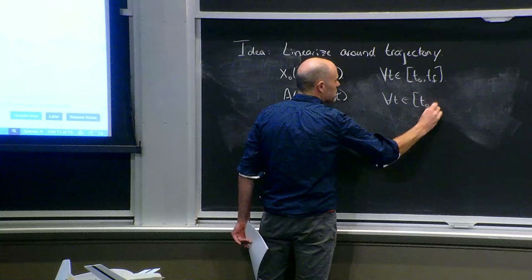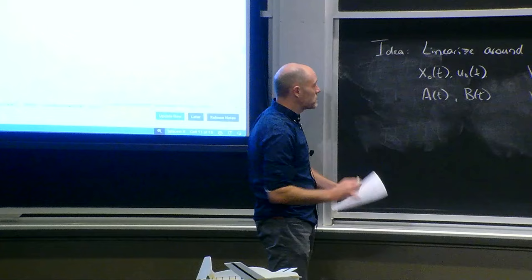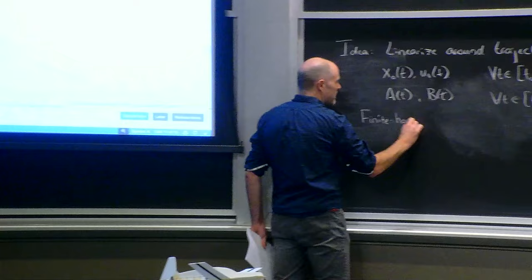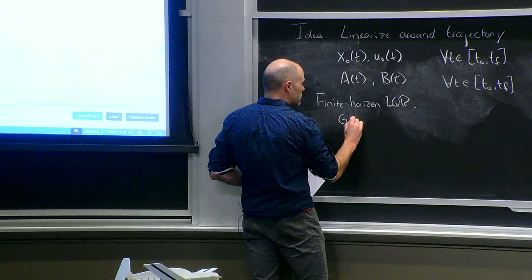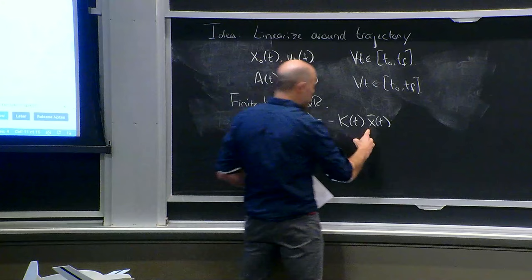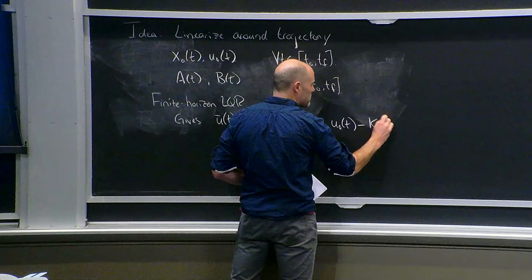Okay. And then we did a time-varying LQR over this finite horizon. I called it finite horizon LQR. The time-varying part snaps in easily once you're in the finite horizon setting. And this gave us a u bar of t, which is negative k of t, x bar of t, which if I unpack that from the error coordinates, looks like u, the nominal input, plus some feedback term in the coordinates of the desired trajectory.